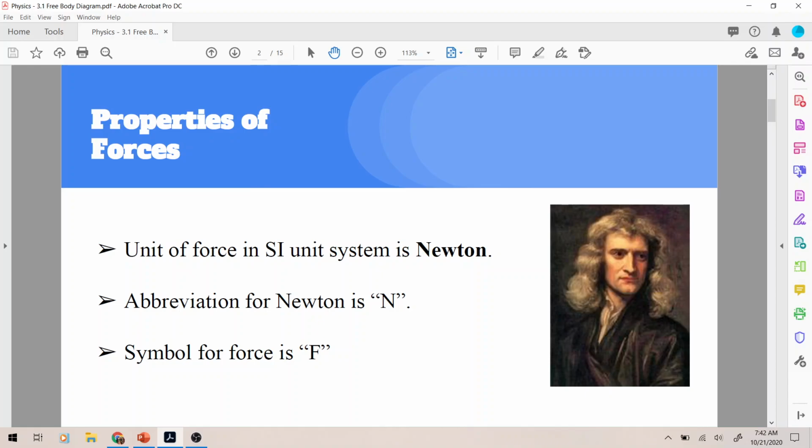The unit for force is Newton. And why do we have Newton? Because of the famous scientist and mathematician Isaac Newton, who figured it out, and that's why we have the unit as Newton. We abbreviate Newton as capital N, and the symbol for force is capital F.